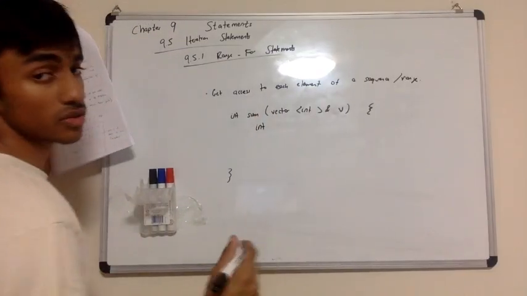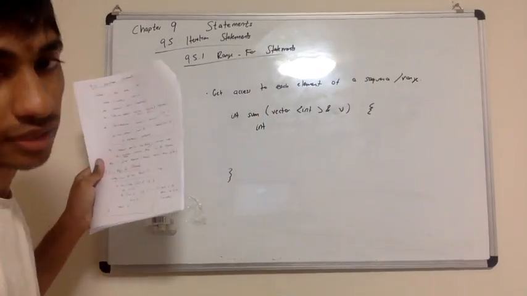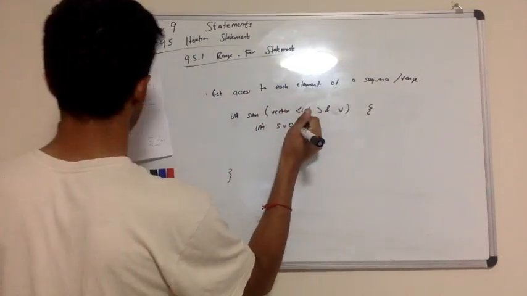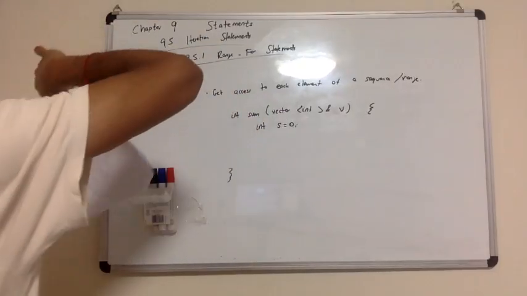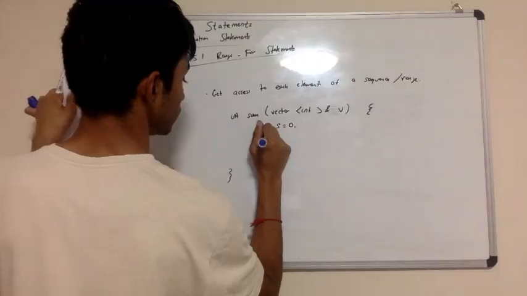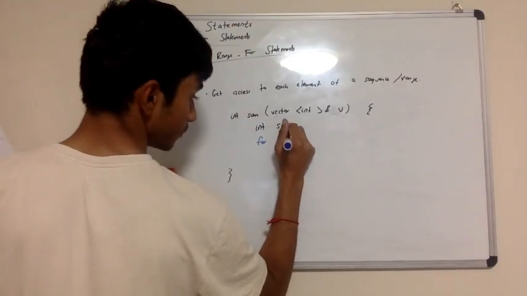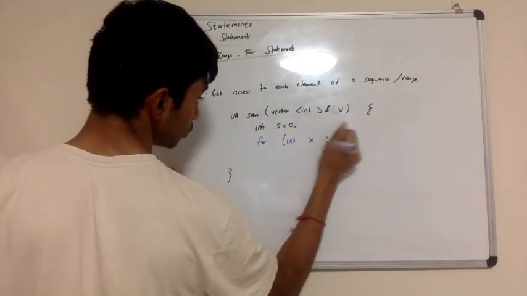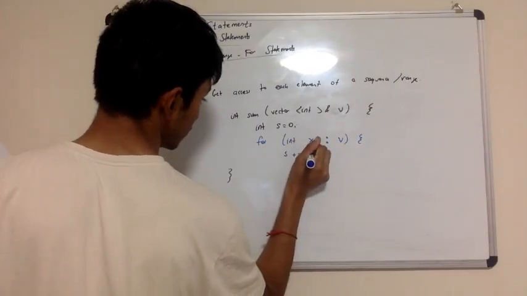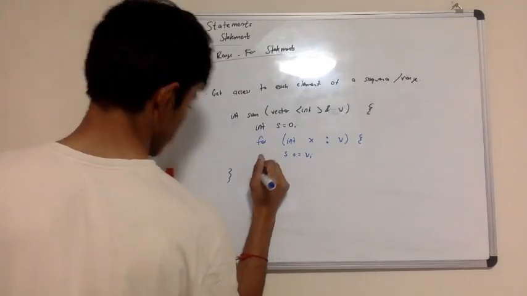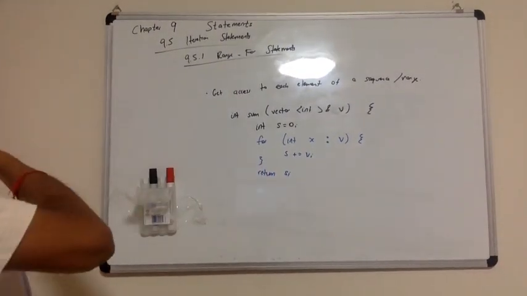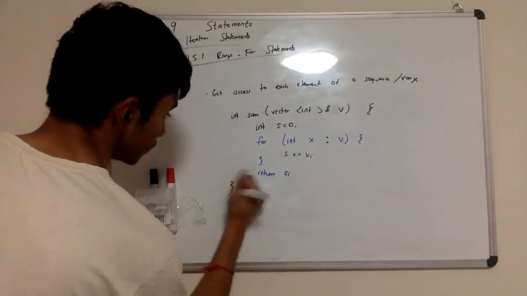And this sum function is meant to get the sum of all the elements inside this integer vector. So we start with an initial value of 0. We say for int x colon v, and then s plus equals x, and then we return s. Right? So what are we saying?